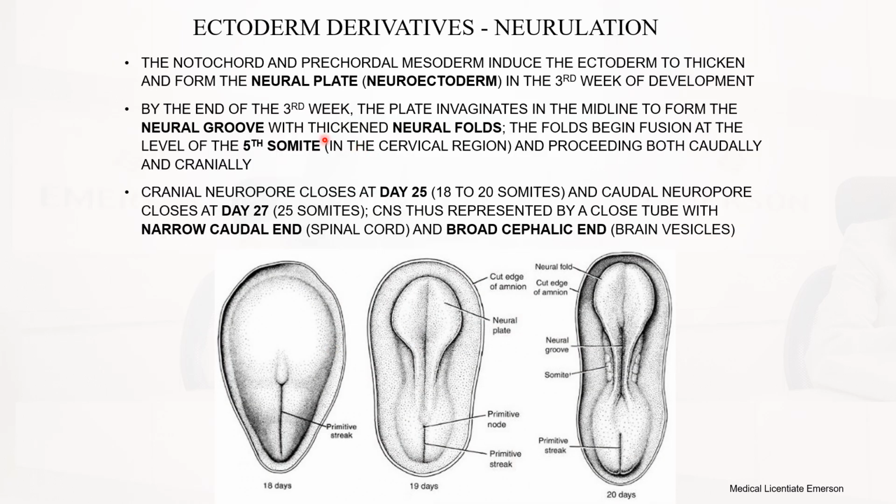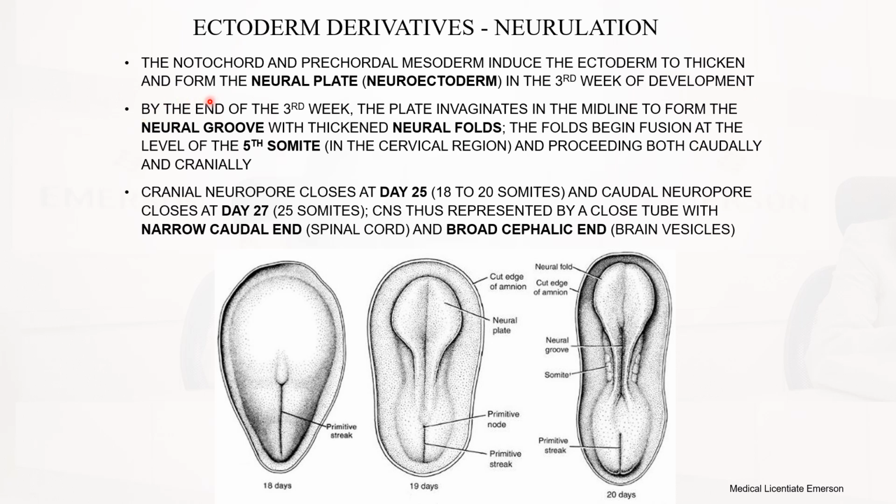So first things first, we're going to start with the ectodermal derivatives, specifically neurulation. Remember, last time we ended on the notochord formation, so we are going to continue from there. The notochord and the prechordal mesoderm induce the ectoderm to thicken and form the neural plate, which is known as the neuroectoderm. This is in the 3rd week. Now we continue with the 4th week.